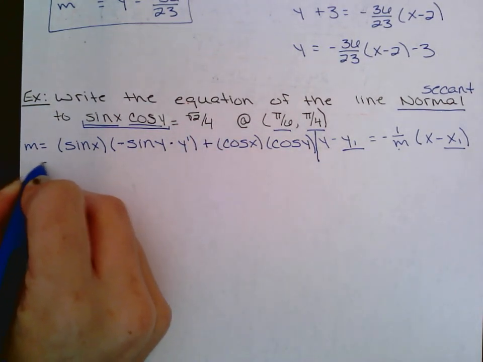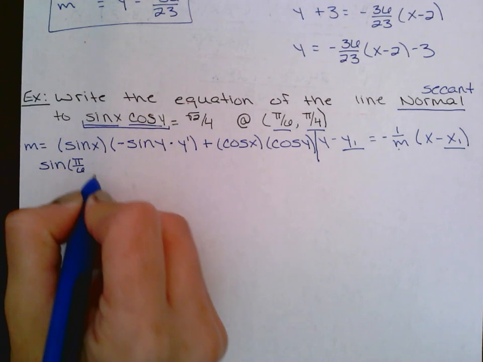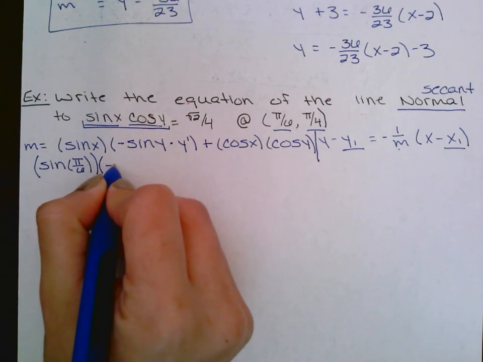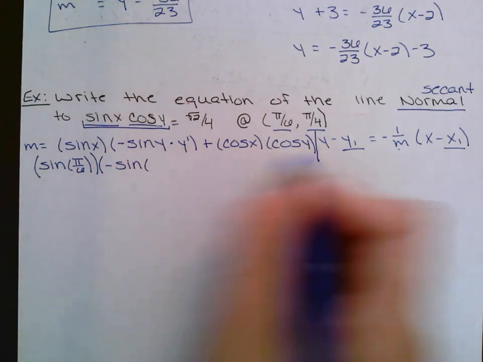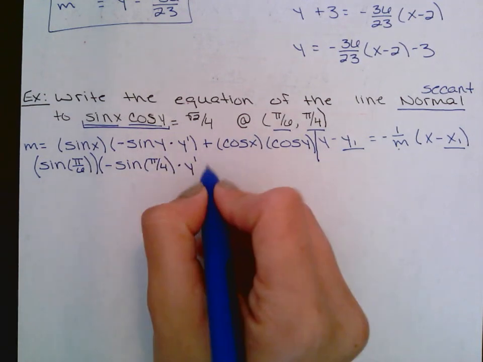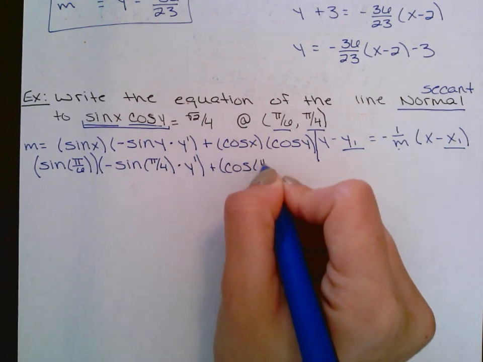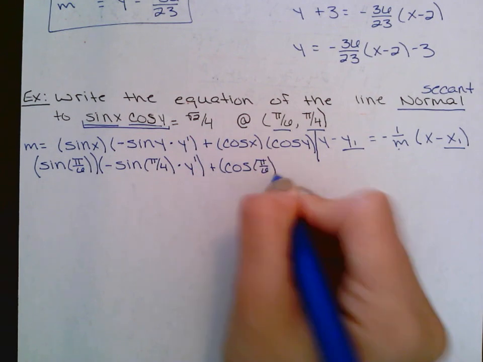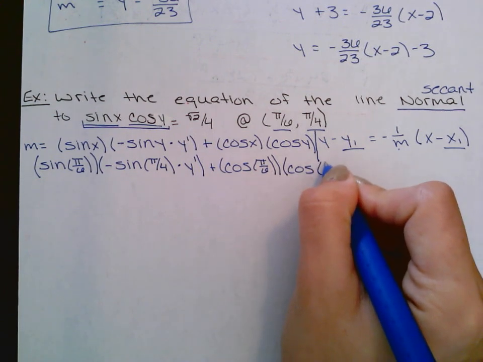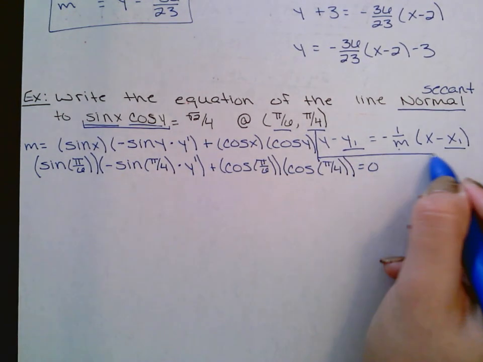So now I can say sine, I'm going to plug in my x, of pi over 6 times negative sine of the y value, which is pi over 4, times y prime, plus cosine of x, so cosine of pi over 6 times cosine of y, which is pi over 4, and we said it was all equal to 0. Okay?